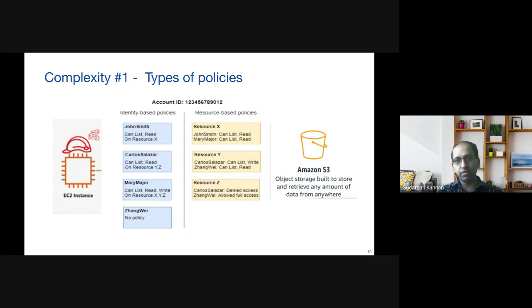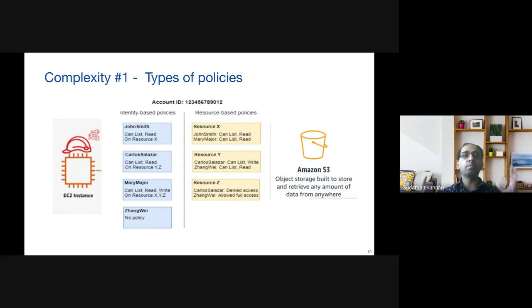If you see on the other side, the yellow color, resource X could be an S3 bucket or a KMS key. Here, the resource policy is saying, here is the list of users who can really access, and even if they can access, they can do read, write, or let's say list. So when you bring these 2 policies together, only then will you know effectively who can access what. This is just 2 policies. Now take the same problem statement and apply it to 6 different types of policies.